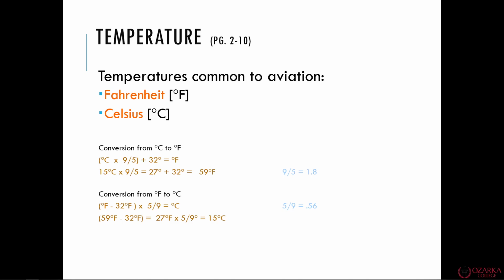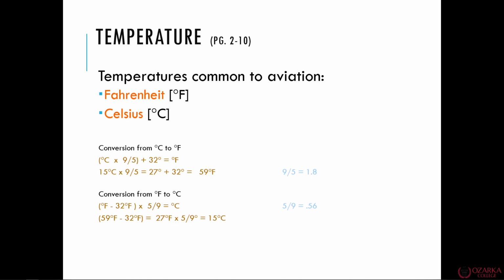So the conversion from Celsius to Fahrenheit is your degrees Celsius times 9/5. Now, if you will look over to the side, you will see that I have on here 9/5 equals 1.8. So you can substitute 1.8 for that 9/5, all right? Plus 32 degrees will give you your degrees Fahrenheit. So in the example provided, 15 degrees Celsius times 9/5 equals 27 degrees. 27 degrees plus 32 degrees equals 59 degrees Fahrenheit.